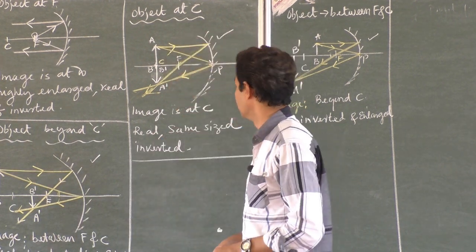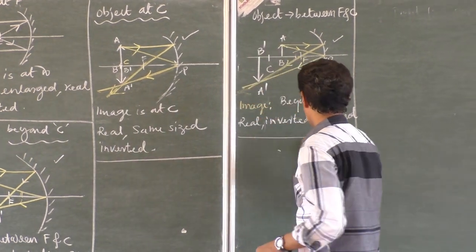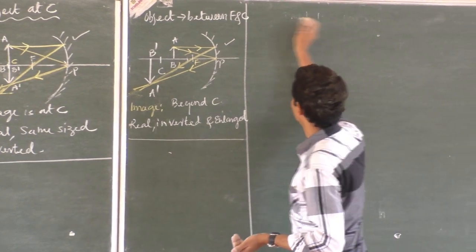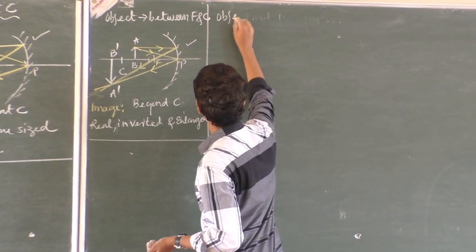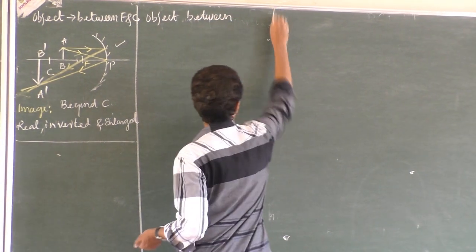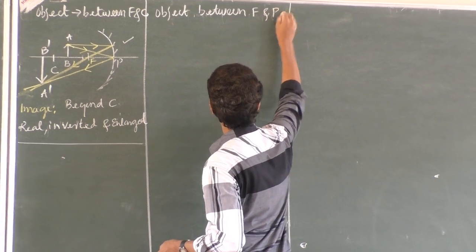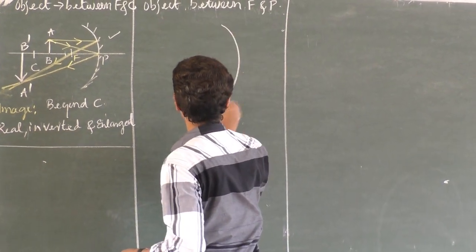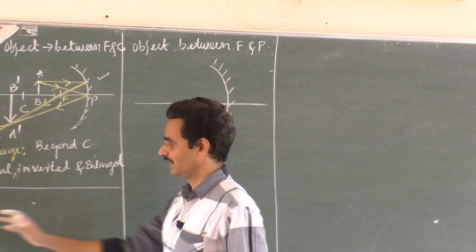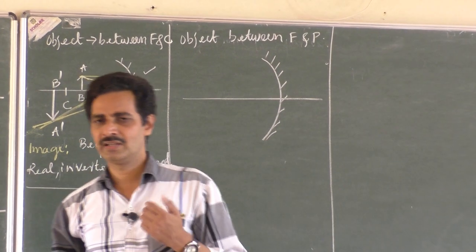Right. Now, what is that particular case where the image is virtual? Object between F and P, the pole. Object between F and P. This is the special case in a concave mirror. Of course, everything is special. Everything has its own significance. But this is very, very special.